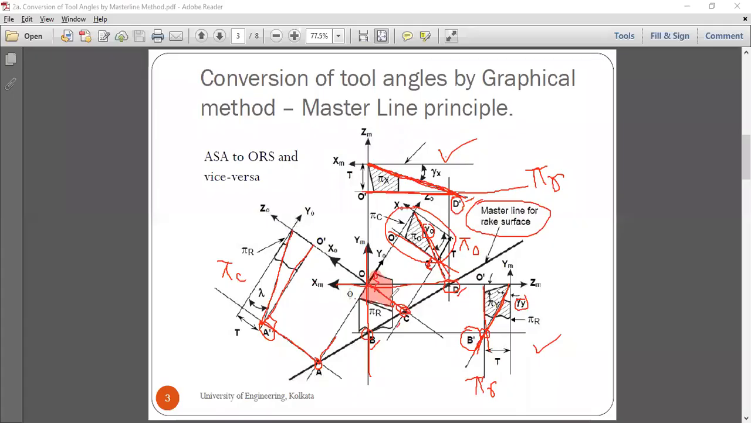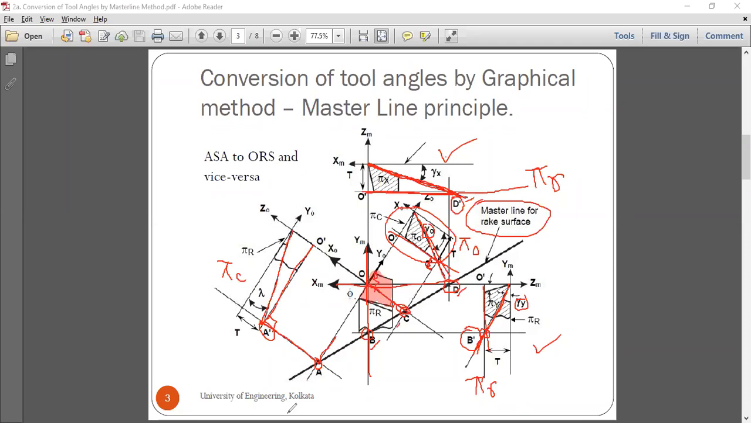Rake surface is the pink portion that I have drawn on the diagram. That is the rake surface. Anywhere on this surface, if you want to find out the angle, that will be your rake angle, depending on the section that you are taking. Whether you are taking the section along the pi o plane, the pi x plane, the pi y plane, or pi n for the normal rake angle.